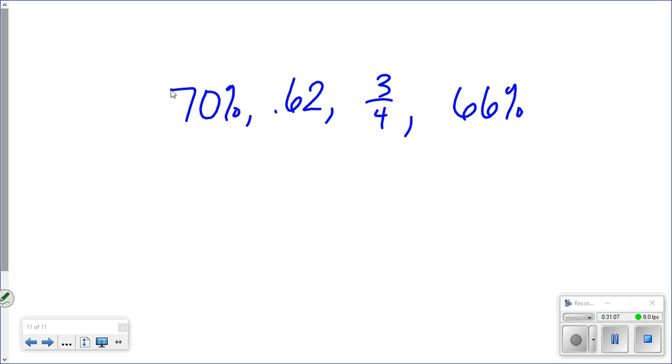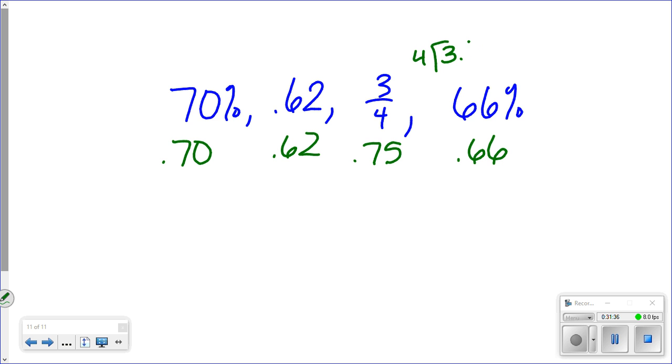All right, so first thing I'm going to do is go through and make them all decimals. 70% as a decimal looks like what? 0.70. This is already it. 3/4 as a decimal? What is it, Owen? 0.75. And then this as a decimal would be 0.66. Remember, if you don't know how to make this a decimal, 3 divided by 4. This is what it looks like.